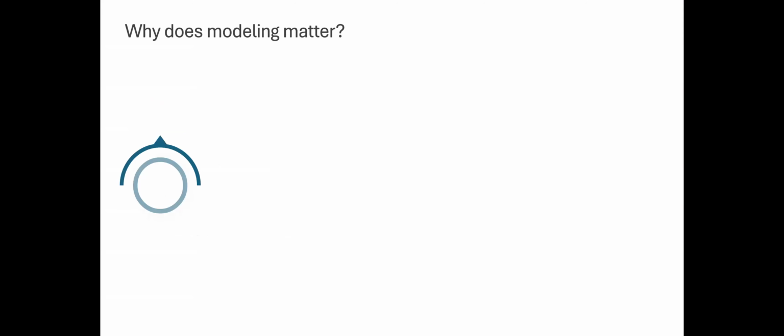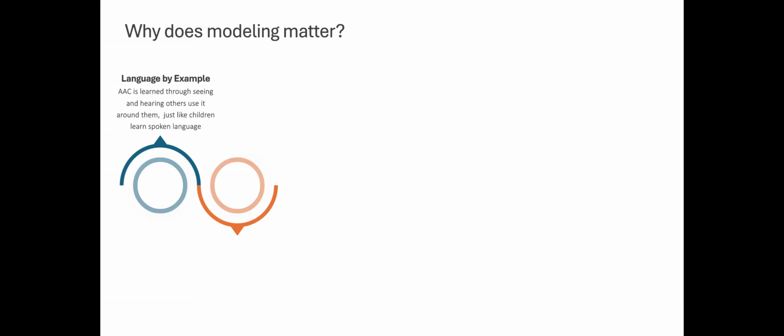Let's talk about why modeling matters. Modeling is so important. It is the single most effective way that students will learn their language. So, in order for students to learn AAC, we have to think of AAC as a totally new language. How do you learn new languages? You learn those by hearing and seeing others do it. So, AAC is learned by examples. Just like children learn spoken language by hearing and seeing the language, children using AAC will learn it with others using the device.